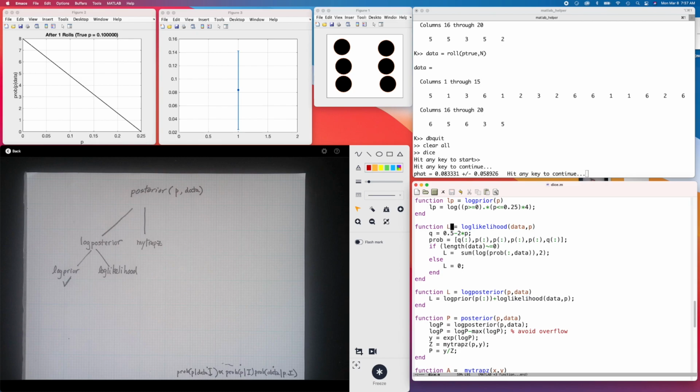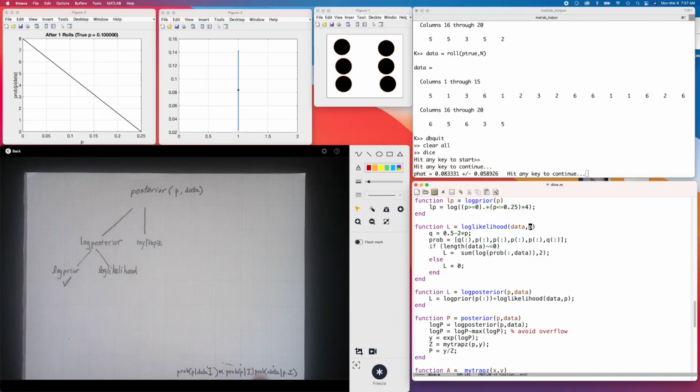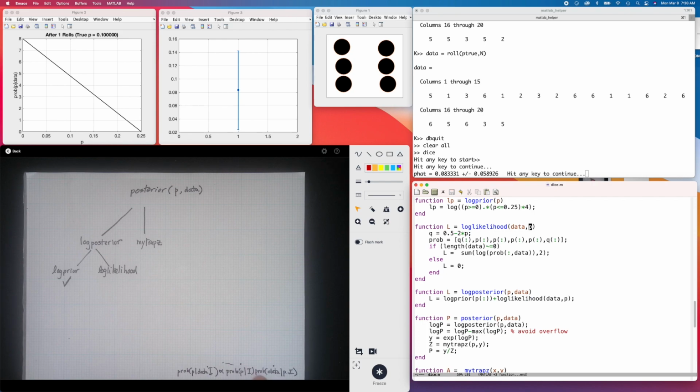It takes in the data and the range of parameter values that I want to evaluate. And so log likelihood is going to evaluate, just like log prior did, the logarithm of the likelihood function for each value of p. So here it's going to compute this thing. If I discretize p with 200 points, then it'll evaluate 200 values of the log of the probability of the data conditioned on p. So all 200 values. So the code is vectorized.